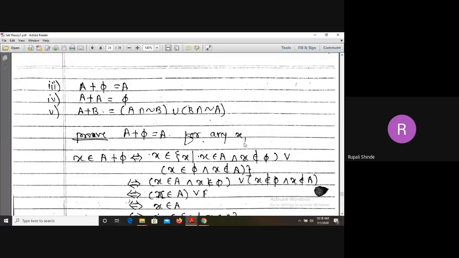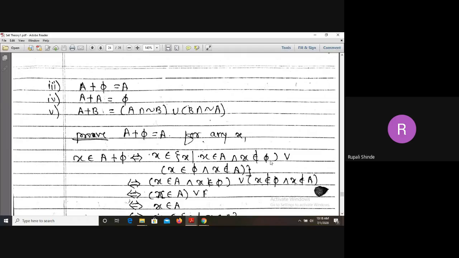Consider any element x. So first we have to consider that x belongs to A plus phi. Okay. So again write the x belongs to as it is. Now we have to apply the formula for A plus phi. So what is meaning of A plus phi? First, we can write A minus phi union phi minus A. Okay. So, what is meaning of A minus phi? A minus phi means all the elements those are present in A but not in phi. So, that is represented here for element x as x belongs to A and x does not belong to phi.